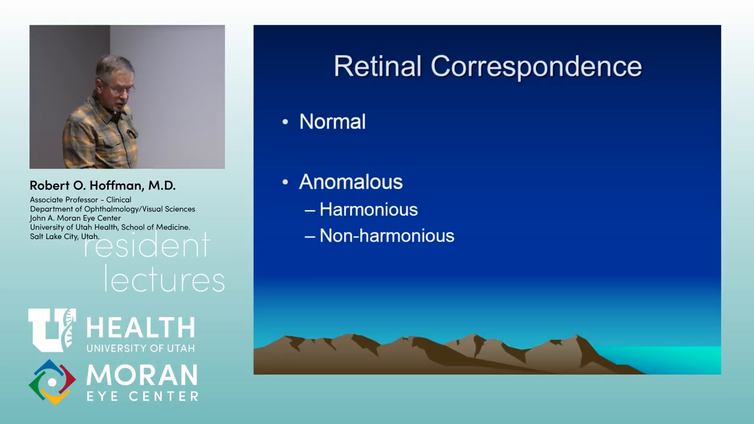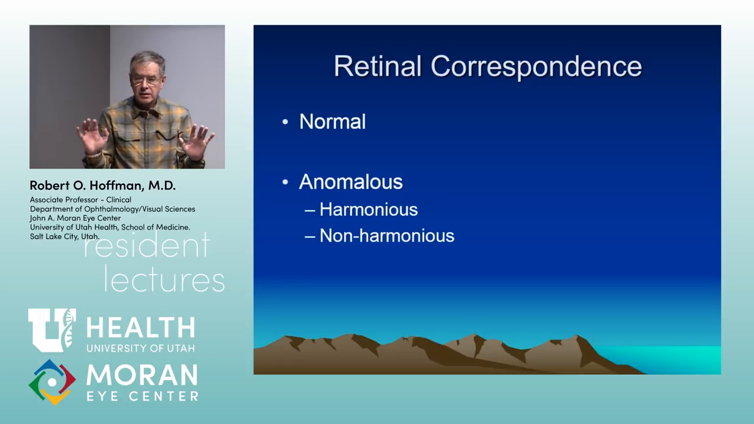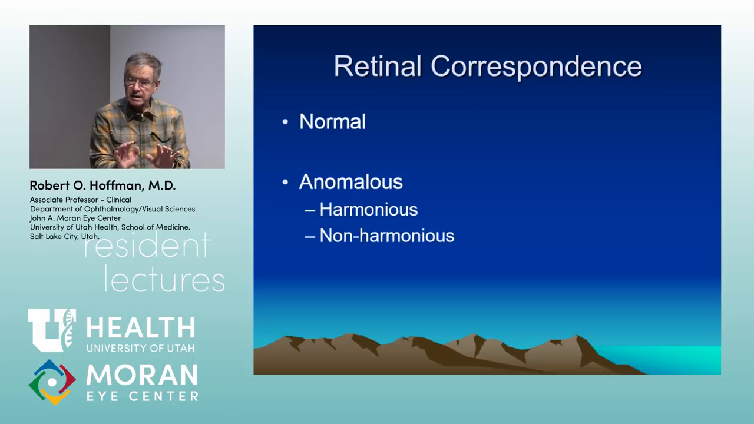Now, retinal correspondence refers to the idea that there are points in each retina that relate to each other at a cortical level. If things in the right eye relate to the corresponding things in the left eye, then we have a situation of normal retinal correspondence. And if you grow up with straight eyes and a normal visual system, that is the circumstance.